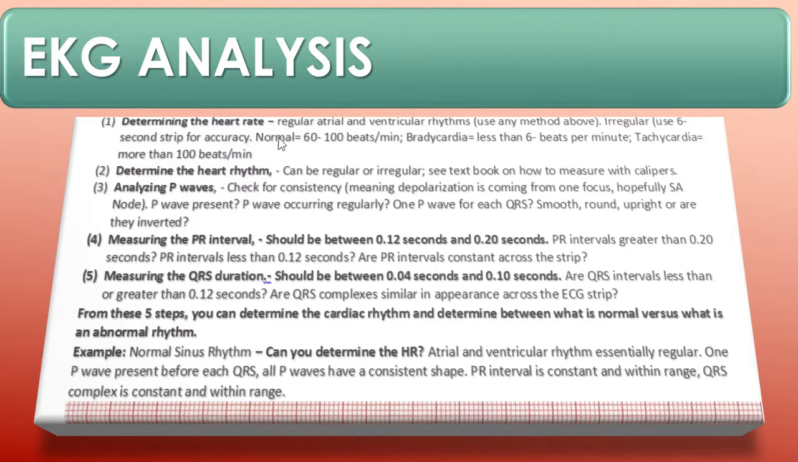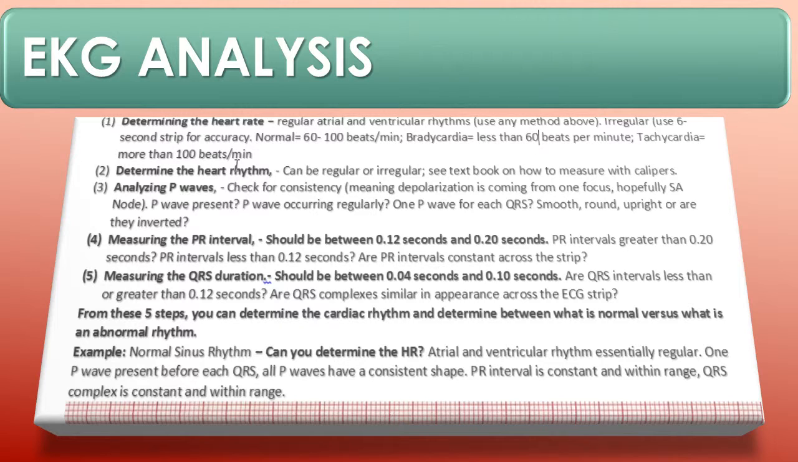Normally it should be 60 to 100 beats. Bradycardia is when there is less than 60 beats per minute. It says 6, but it's really less than 60 beats per minute. Let's fix that because that's going to drive me crazy. So it should be 60 beats per minute. Tachycardia is going to be more than 100 beats per minute.